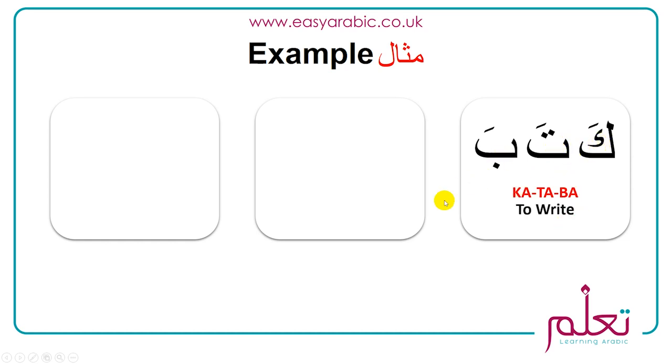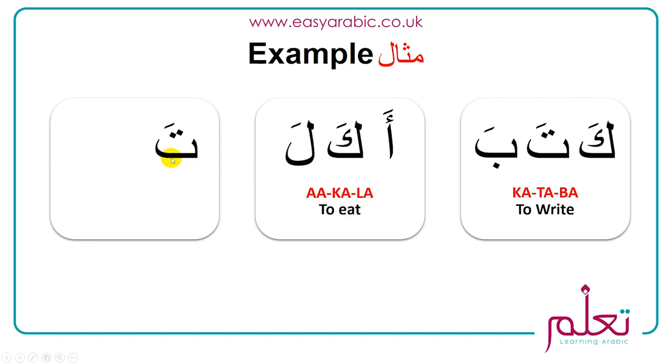Ka, ta, ba. Next one is the alif, the kaf, and the lam, which is a, ka, la, akala, which means to eat. The next one we'll do is ta, then the ra, and the kaf, which is ta, ra, ka, taraka, which means to leave. Okay, so again, kataba, akala, taraka.